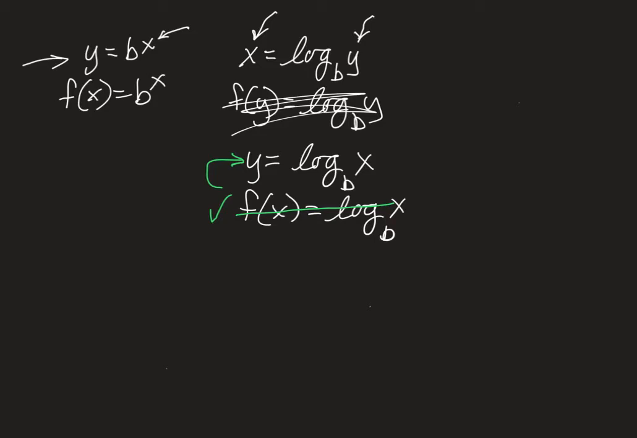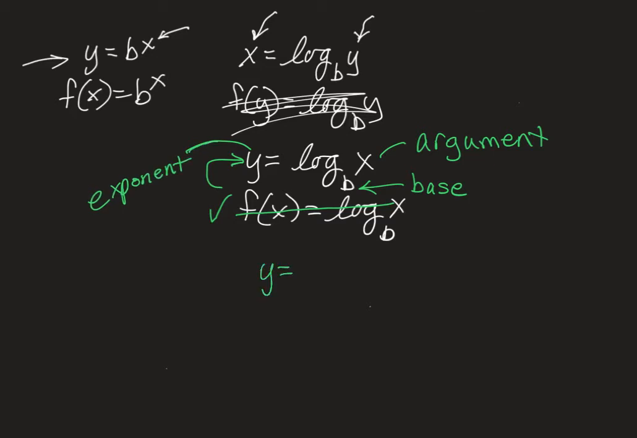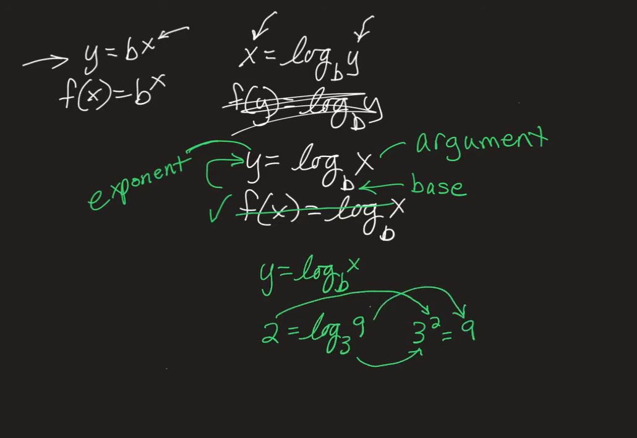Don't get hung up with which one's x and which one's y. Look for the pattern. This is still the base, and the x now is located within the log. That means this is now the argument, and here is your exponent. Because even written this way, it is still true that 2 equals the log base 3 of 9, because there's the base, there's the exponent, and that is equal to the argument of 9.